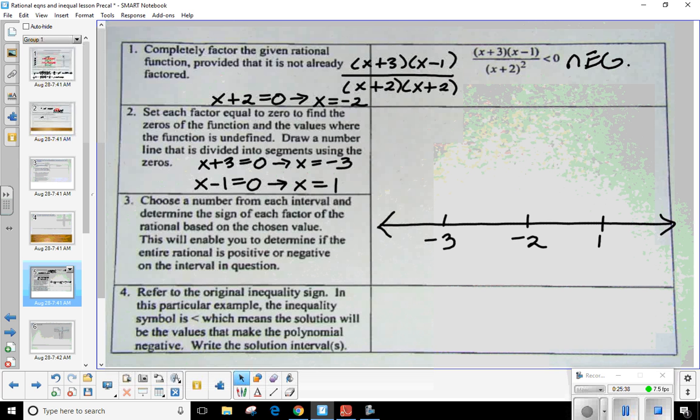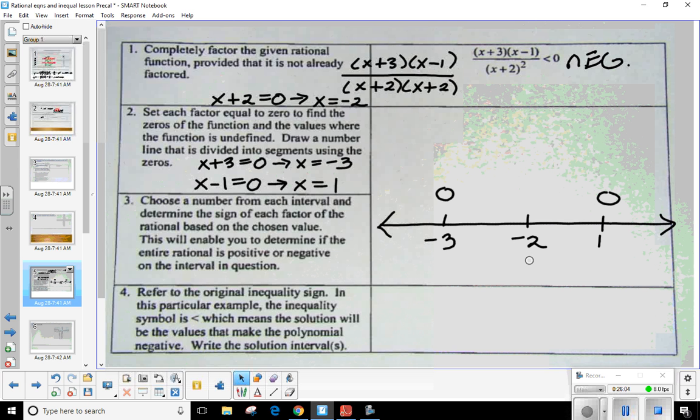Well, let's see. What value or values came out of the numerator? The -3 and the 1. So I'm going to put a 0 above those. They came out of the numerator, so they're zeros. Guaranteed, what's going to happen there? What's the graph doing? It's crossing at those locations. Now, whether it's curving down or curving up, we don't know. But we know it crosses there.